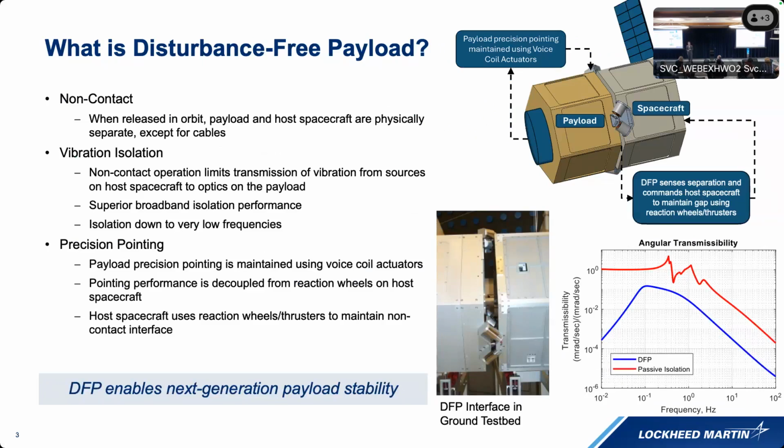Disturbance-free payload is a non-contact vibration isolation and precision pointing system. It's non-contact in that when it's deployed on orbit, the spacecraft and the payload are physically separated. They're not touching except for maybe cables going across the interface. And it's by virtue of this non-contact operation that we get vibration isolation all the way down to very low frequencies. You can see on the plot on the right a comparison of DFP versus a passive isolation system, where DFP is getting significantly more vibration isolation at low frequencies and superior isolation across the frequency range.